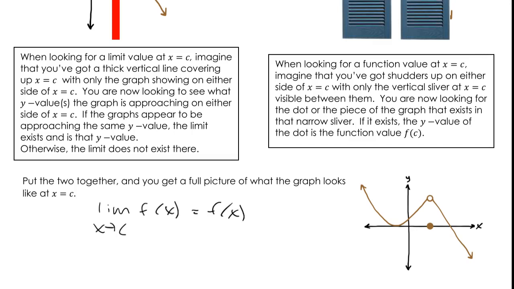Is this function continuous? Well, look at here. This is going to be the value of the limit, but this is the value of the function. So this would not be continuous. How could we make it continuous? If we could somehow shift this dot up, right? Then it would work. But as it stands, it is not.